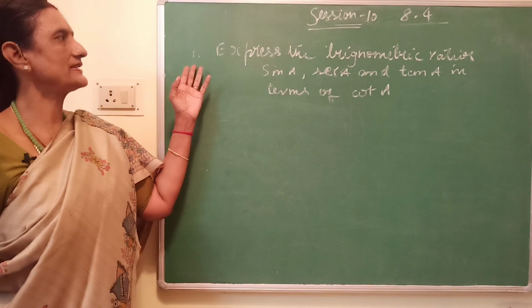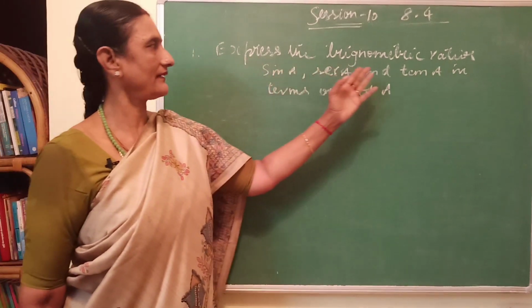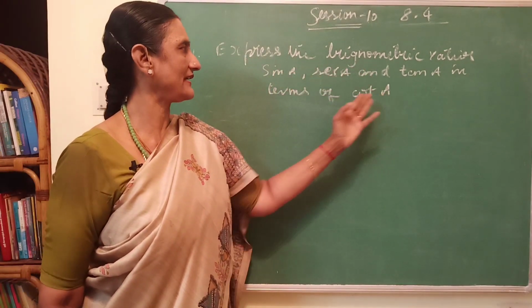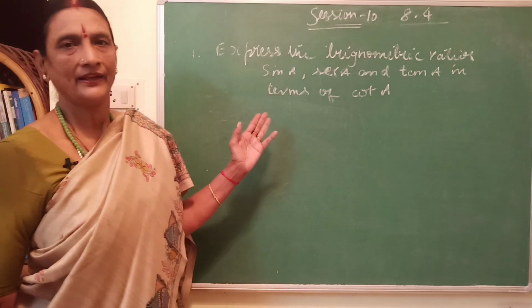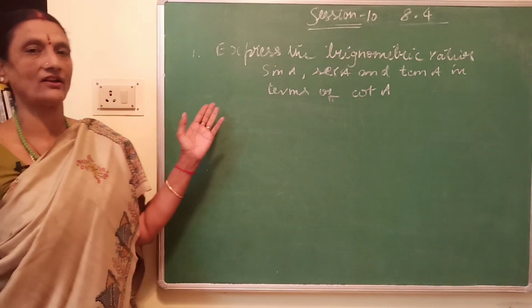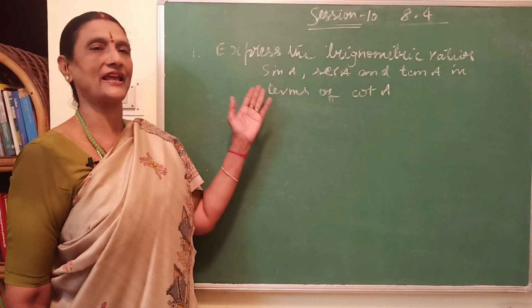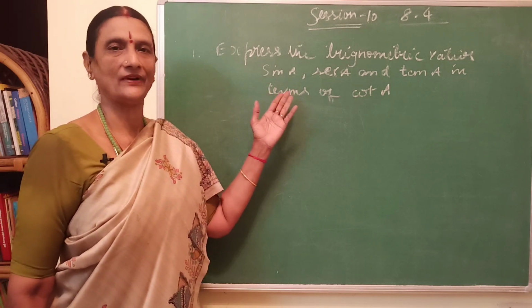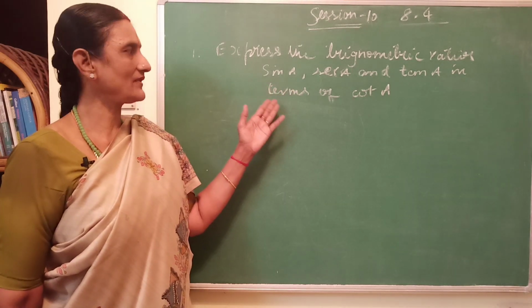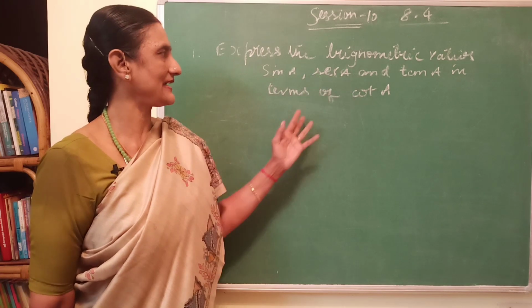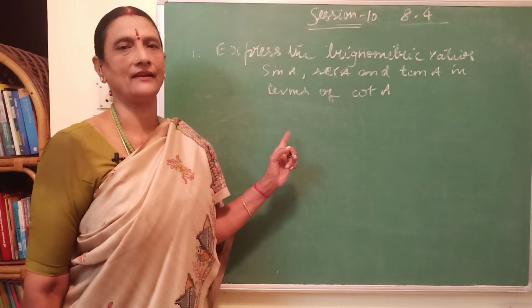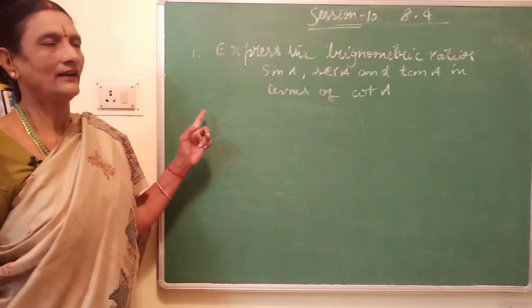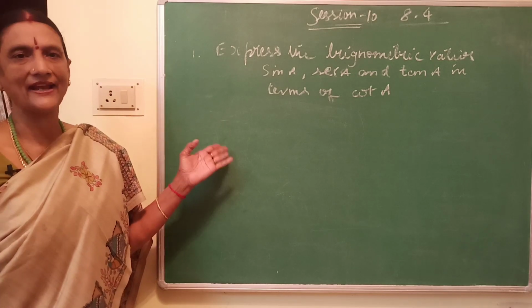So write down the first sum. Express the trigonometric ratios sin A, secant A and tan A in terms of cot A. Now in the beginning itself I have told you that all the trigonometric ratios can be written one in terms of other. So in this particular sum we are going to write sin A, secant A and tan A in terms of cot A. So first thing, we have to make use of the identities.